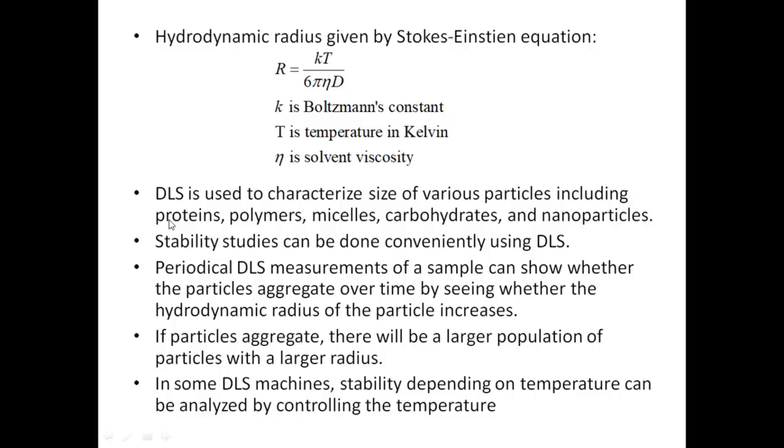So in some DLS machines, the stability depending on the temperature can also be analyzed. Okay, basically you can see that as the temperature rises, is this Brownian motion increasing, is it decreasing? So the time fluctuations that you observe, are they increasing with time or are they decreasing with time? All that is called stability analysis, whether the substance or the solution under consideration is stable at various temperatures or not. So all these kinds of studies we perform with the help of the DLS technique.